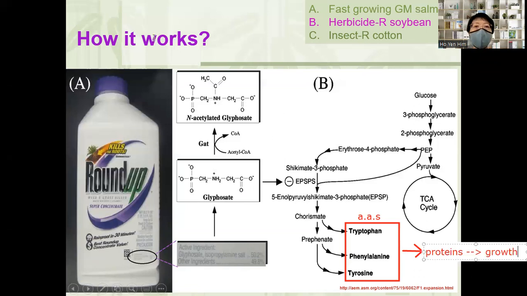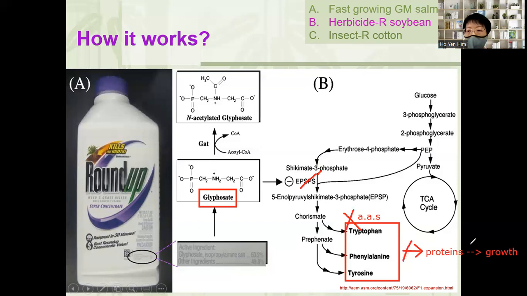Okay, so when the farmers spray the herbicide, the name of the herbicide is called Roundup, commercial name, but actually the active ingredient is called glyphosate. So this chemical glyphosate actually inhibits an enzyme in the pathway. So when this enzyme is inhibited, this reaction cannot occur. So all these amino acids cannot be formed. So when they cannot be formed, there's no protein being synthesized, so the plant cannot grow, so it will die. So all the weeds, they'll die because of this.